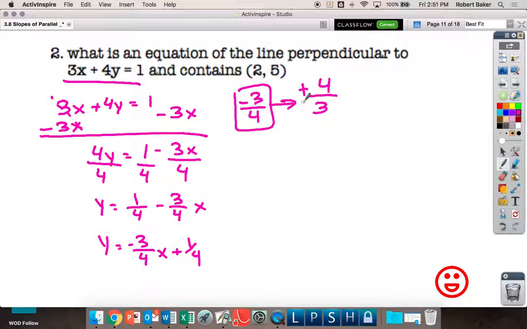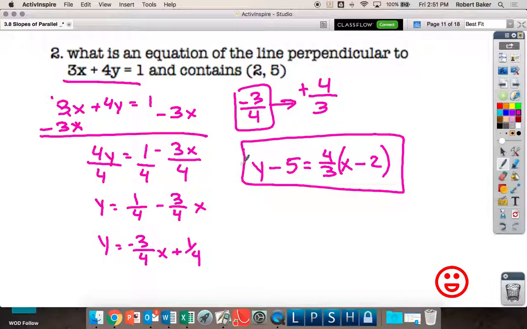So I use point slope. Y minus 5 equals 4 over 3 times x minus 2. Okay, if you live that slope-intercept life, you could distribute it out. Y minus 5 equals 4/3 x minus 8/3.